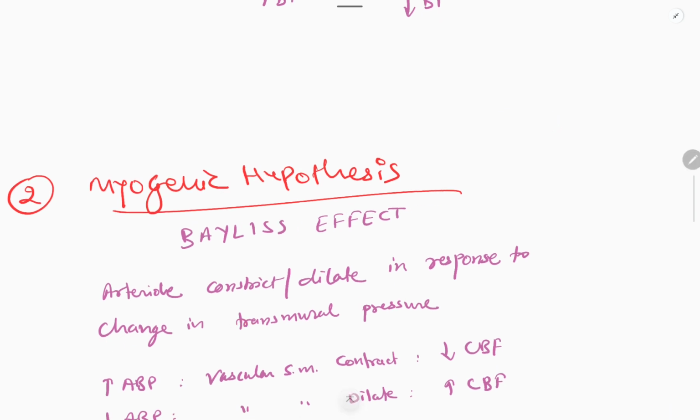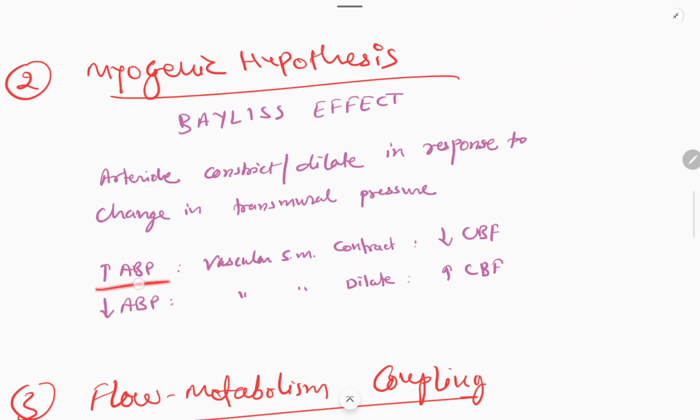the myogenic hypothesis, the arterioles and the vascular smooth muscles. Now these are the arterioles and there are vascular smooth muscles in the arterioles. This smooth muscle causes the effect. What effect? How does this smooth muscle behave? Now in case of an increase in BP, the vascular smooth muscle will contract and decrease the flow.